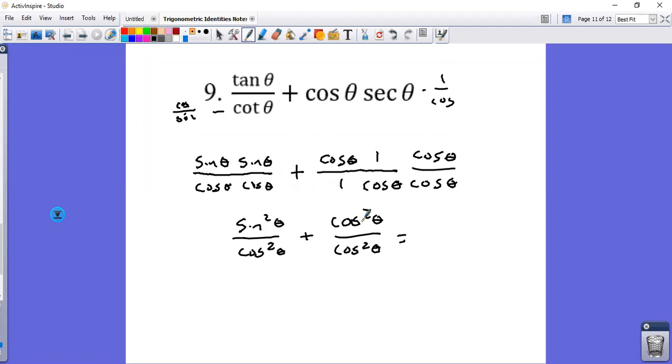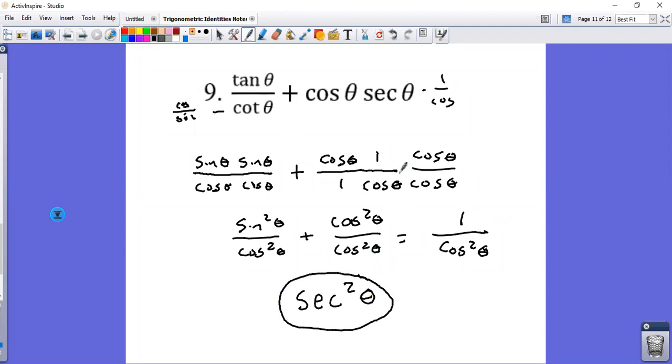Sine squared theta plus cosine. You don't have to write that over again. By now you should know that's 1 over cosine squared theta. And then the 1 over cosine is secant. And since it's squared, it's just secant squared. So common denominator, writing them as fractions, all sines and cosines, sounding redundant.